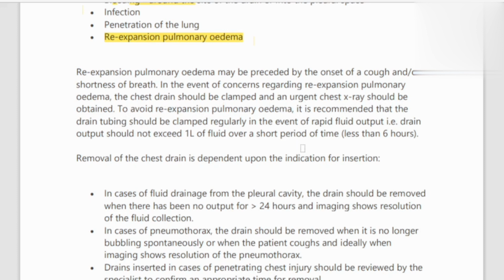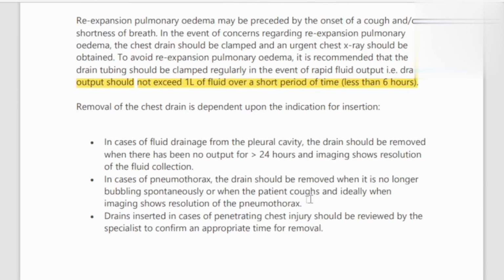Re-expansion pulmonary edema may be preceded by the onset of cough and shortness of breath. In the event of concern regarding re-expansion pulmonary edema, the chest drain should be clamped and an urgent chest x-ray should be obtained. In this patient, when you put in the chest tube and the patient develops sudden shortness of breath and cough, you may think about re-expansion pulmonary edema, and to prevent this, you should clamp the drain if there is rapid fluid output at the time when you put in the drain.